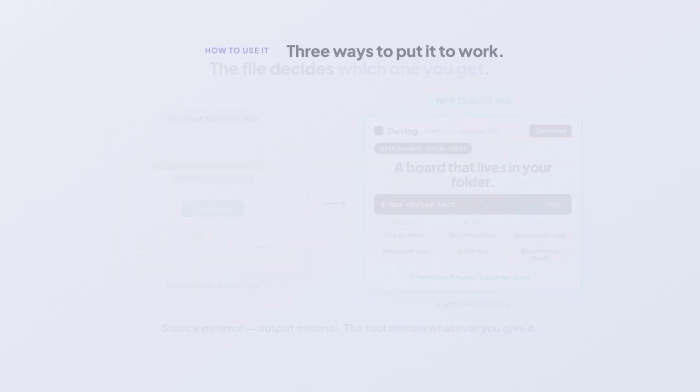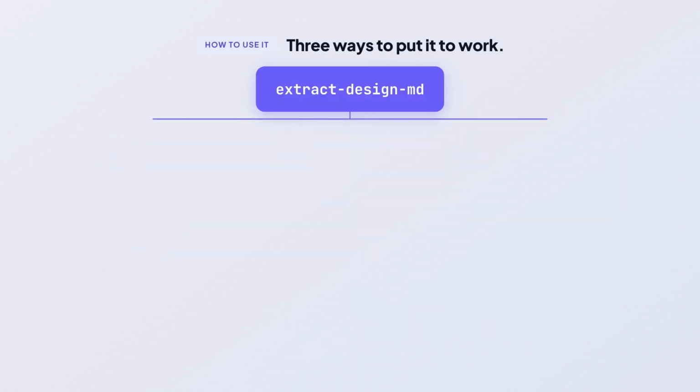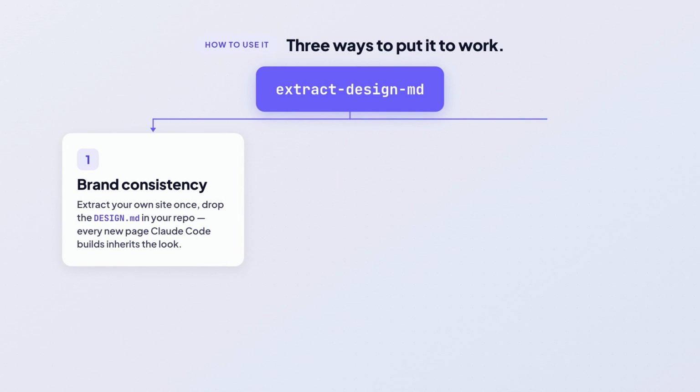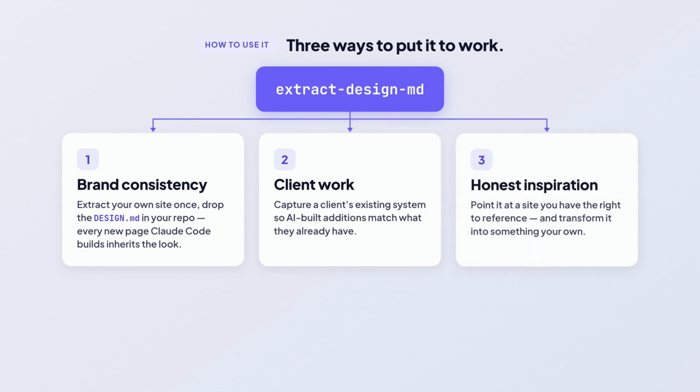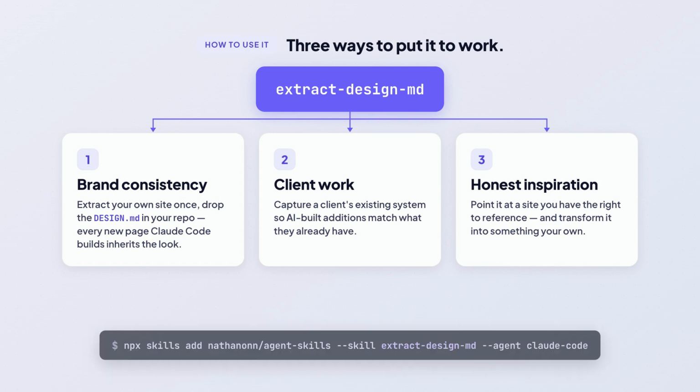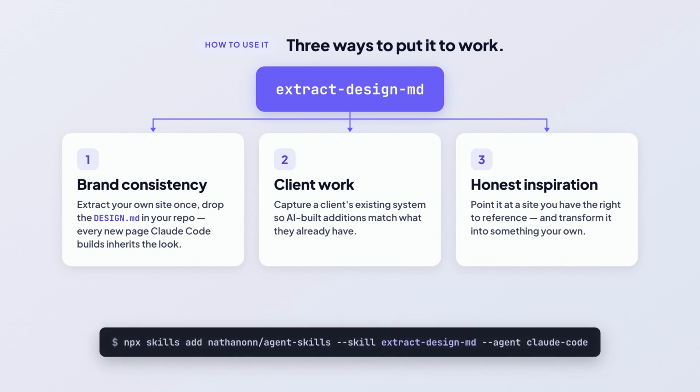Now in terms of how you can actually put this to work. Brand consistency. Extract your own site once, drop the DESIGN.md in your repo, and every new page Claude Code builds inherits the look. Client work. Capture a client's existing system, so AI-built additions match what they already have. And honest inspiration. Point it at a site you like, one you have the right to reference, and use the extracted system as a starting point. You transform it into something your own.